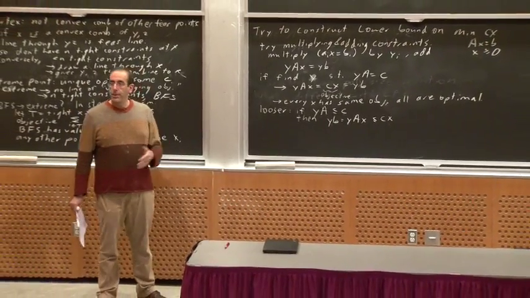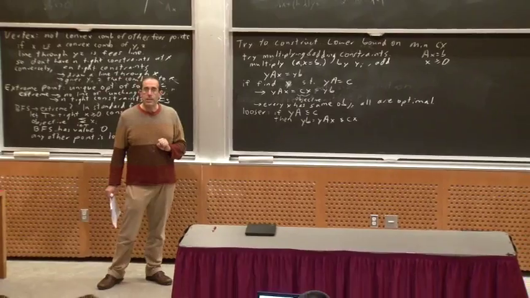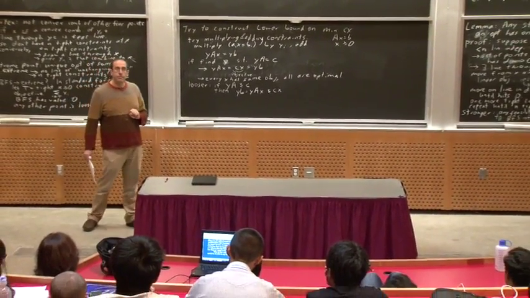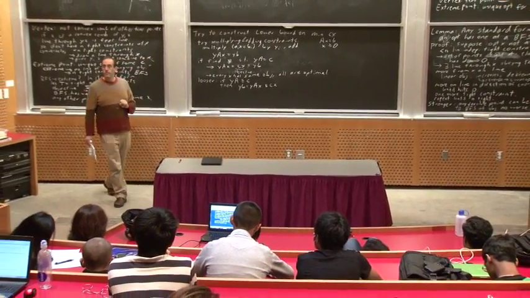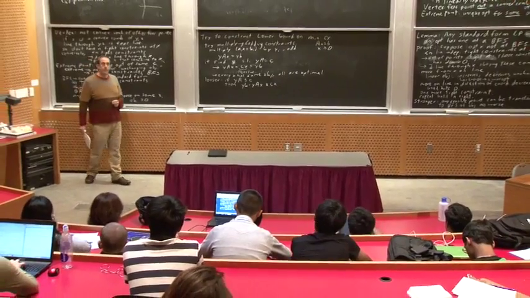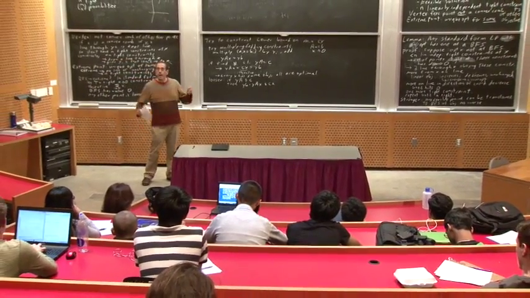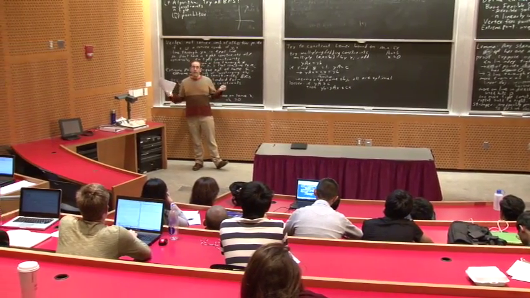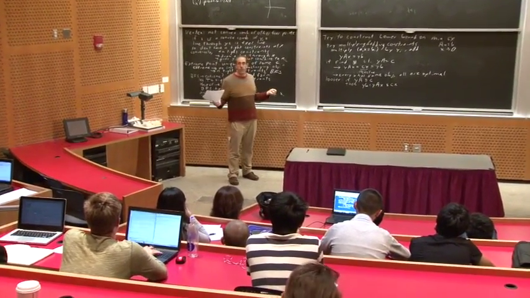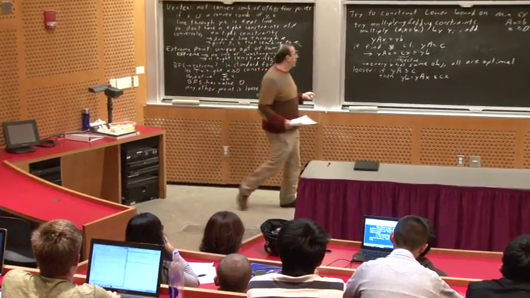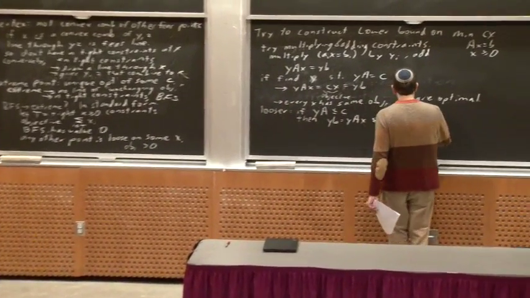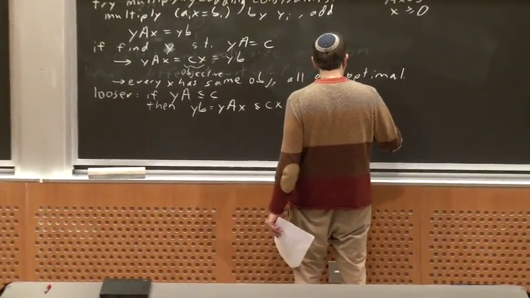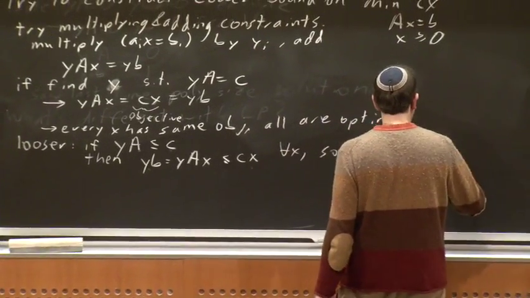Why is it useful to be able to say that yb is less than or equal to cx? What was our original goal? A lower bound on what? We wanted a lower bound on the value of the objective function. Well, we just found one, right? So this is true for all x. yb is a lower bound.